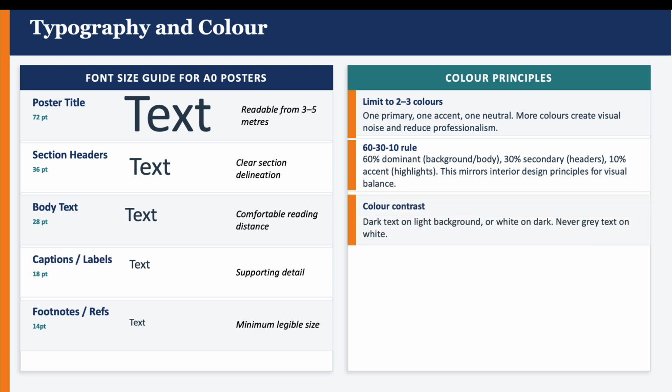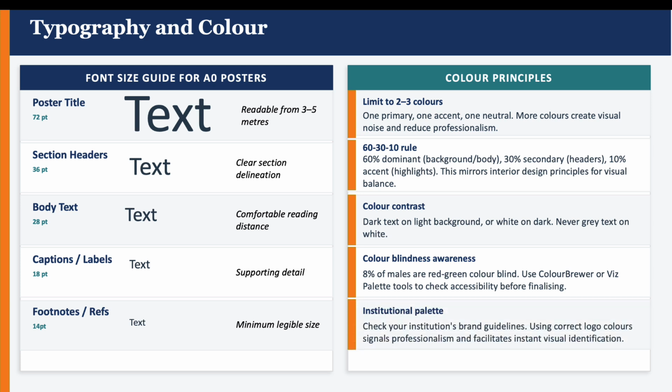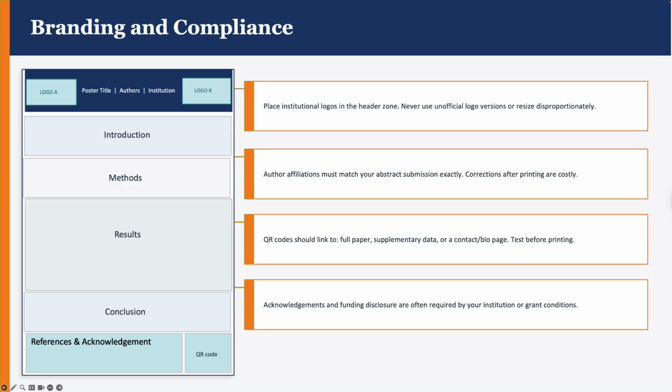Always use strong contrast: dark text on a light background or white text on a dark background. Never use gray text on a white background. It consistently fails on readability standards. Check color blindness for accessibility where possible. And remember, use your institution's official color palette. It signals professionalism and ensures your poster is immediately identifiable as coming from your organization.